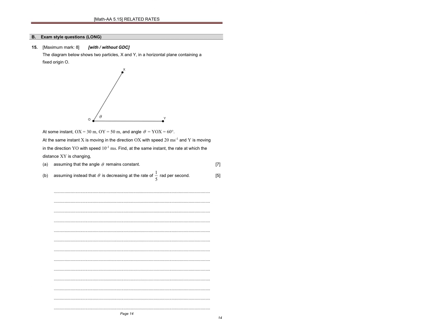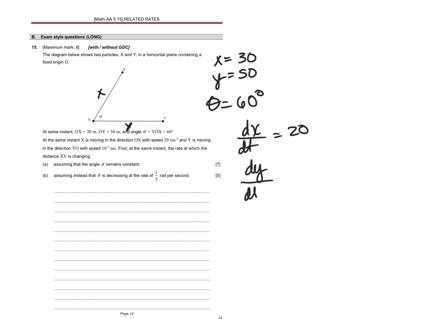15. The diagram below shows two particles, X and Y, on a horizontal plane containing a fixed origin O. At some instant, OX is 30, OY is 50, so we'll call this x, this y. So x is 30, y is 50, and theta is 60 degrees. At the same instant, X is moving in the direction OX. So we have dx/dt is 20, and Y is moving, dy/dt is going to be 10 to the -1. So no, it's not. I looked in the answers, and it's -10.